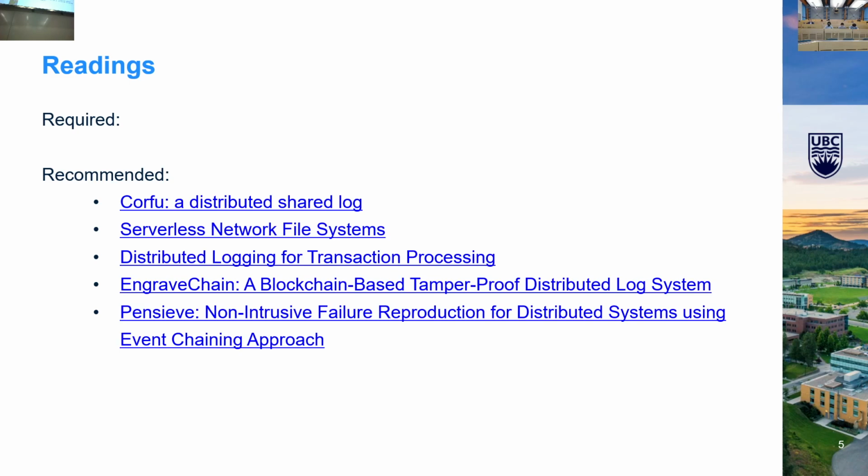And Engrave Chain is a blockchain-based tamper-proof distributed log system. Now, this is kind of that interesting question on steroids. How do I actually start building a distributed log where I can validate the information that's put in it so that it can't be tampered with? And they go a little bit further. They actually do use an encryption scheme. So you can have a validatable log on a blockchain with data that's actually been encrypted. So you're not even necessarily leaking a lot of information there.